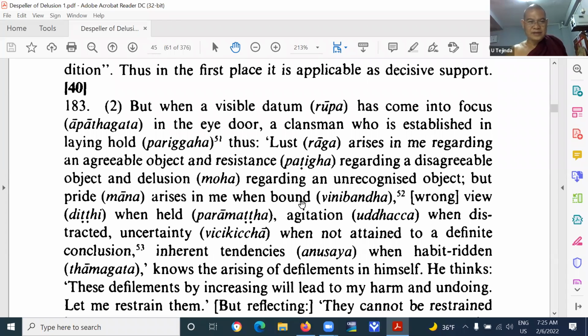Asampajanna, what does it mean here? Delusion regarding a recognized object. A recognized object. Asampajanna.